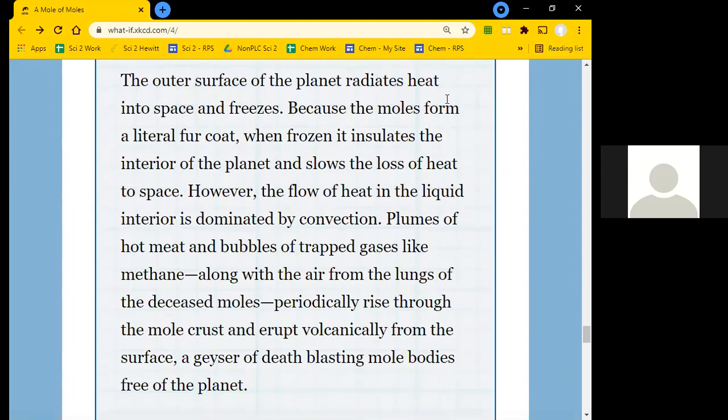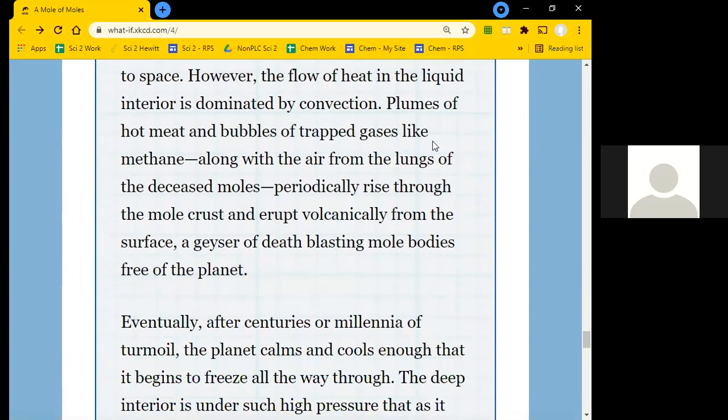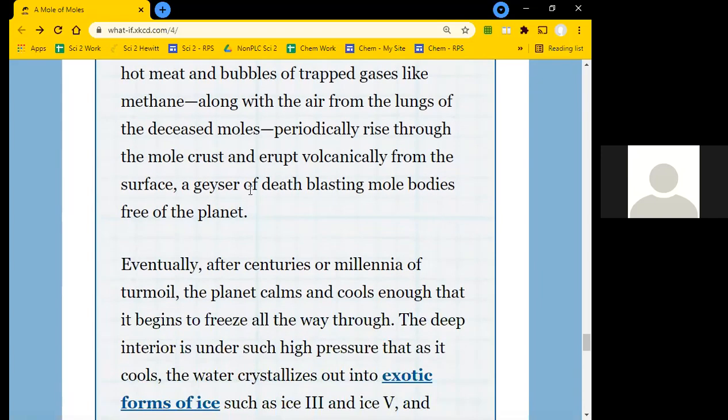Now, the outer surface of the planet radiates heat into space and freezes because it's space. Because the moles form a literal fur coat, when it's frozen, it insulates the interior of the planet, slows the loss of heat to space, but the flow of the heat in the liquid interior is dominated by convection. Plumes of hot meat and bubbles of trapped gases like methane, along with the air from the lungs of the deceased moles, periodically rise through the mole crust and erupt volcanically from the surface, a geyser of death blasting mole bodies free of the planet.